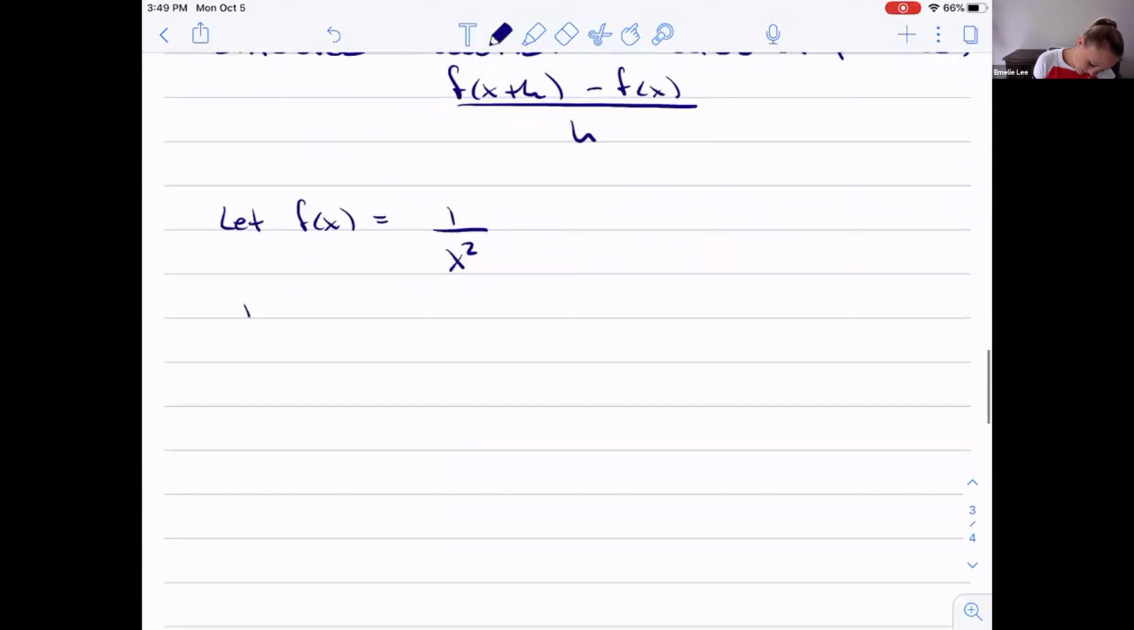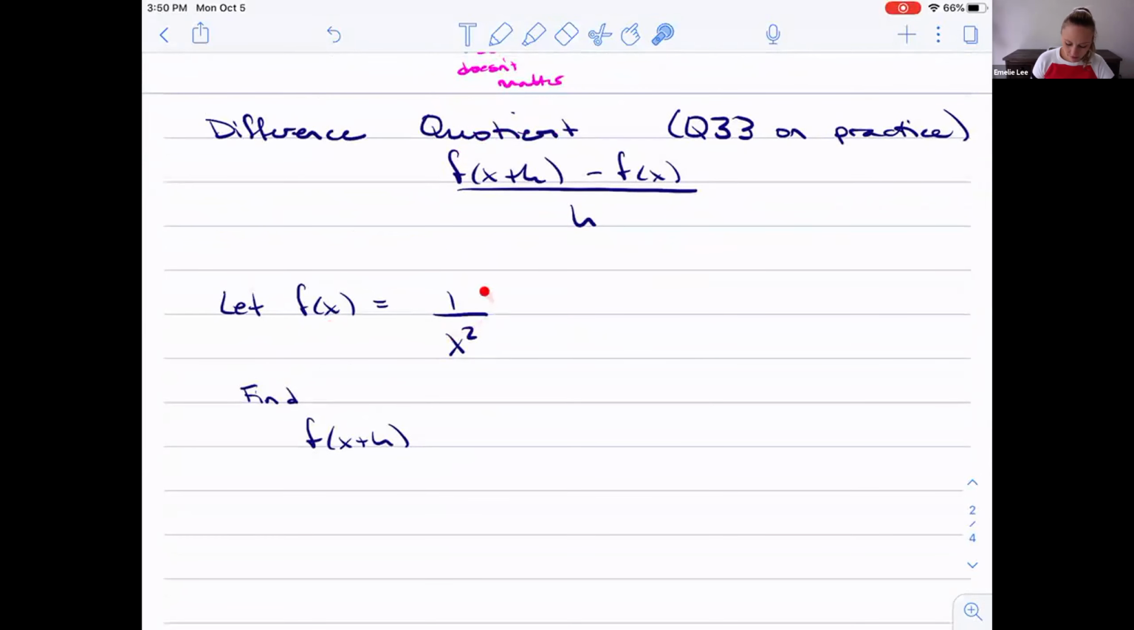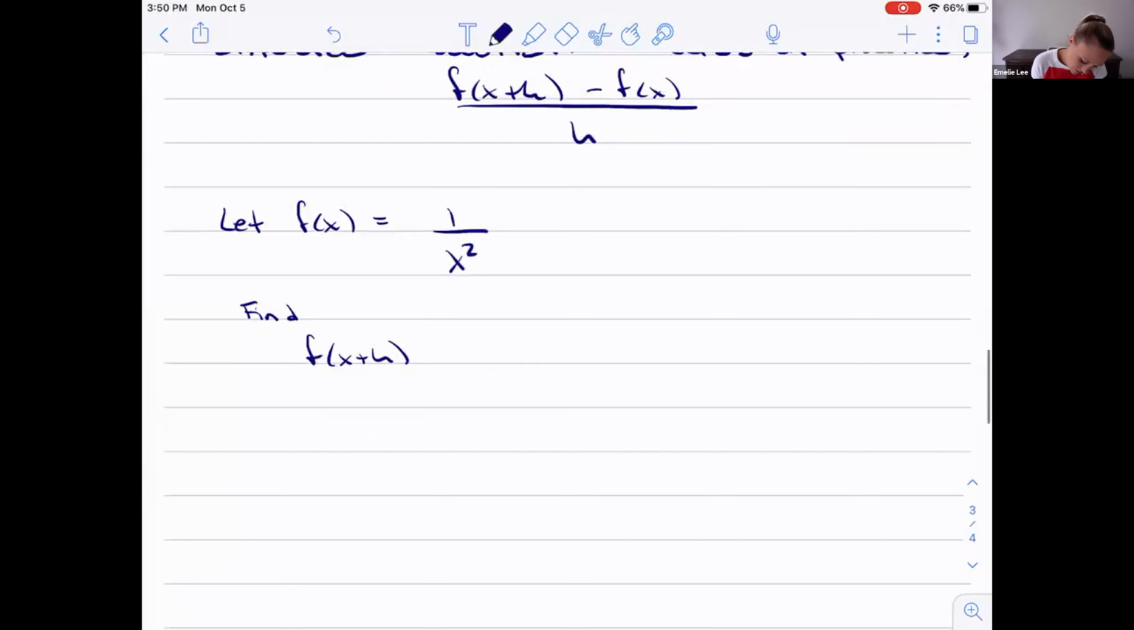So if we have to find f of x plus h, the key here is that if f of x is 1 over x squared, wherever you see an x, you're going to replace it with x plus h as one thing, right? So this becomes 1 over x plus h squared.